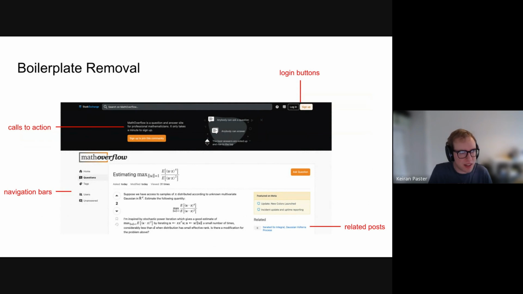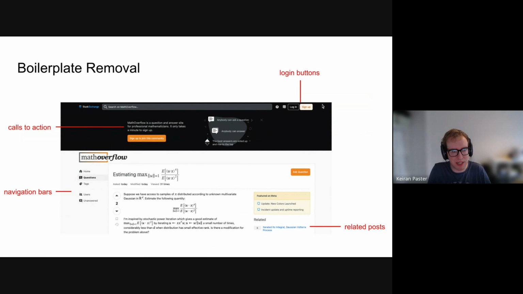And then for the rest of the text extraction, you have to deal with boilerplate removal. Here's an example of Math Overflow. You can see we want to extract the title of the article, the contents, maybe even some of the comments down there, and the answers, maybe the amount of votes it has.